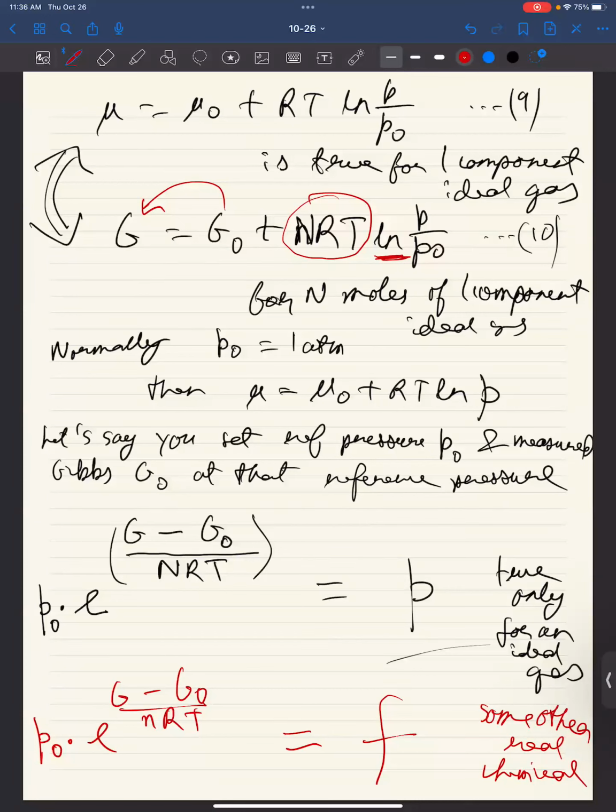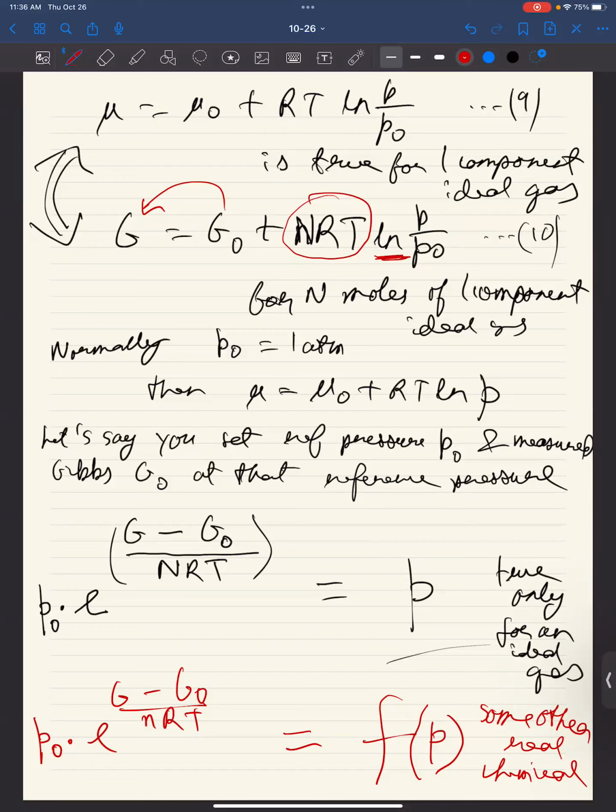Now let's go back to what I said earlier. I said all of this is being done at constant number and constant temperature. So let's say temperature is held constant, even though the equations give you the power to then talk about other temperatures. For now, let's assume temperature is constant. So this fugacity will now be a function of pressure.